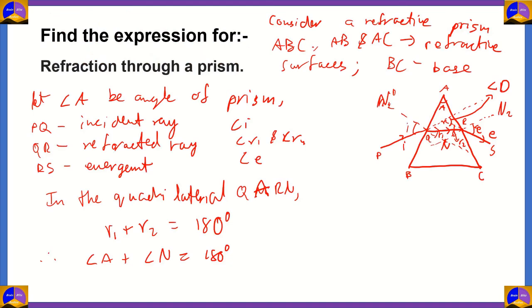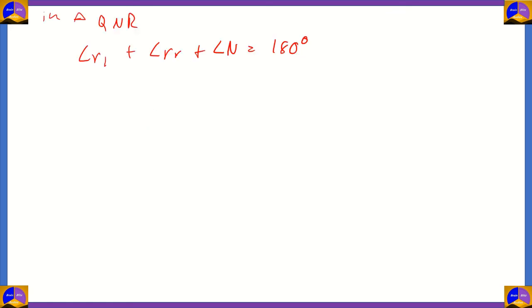So now let's take triangle QNR. In triangle QNR, angle R1 plus angle R2 plus angle N equals 180 degrees. So that means QRN, which is the triangle that's formed below the refracted ray, has the angles R1, R2, and N. Their sum will be equal to 180 degrees because of the sum of angles in a triangle.